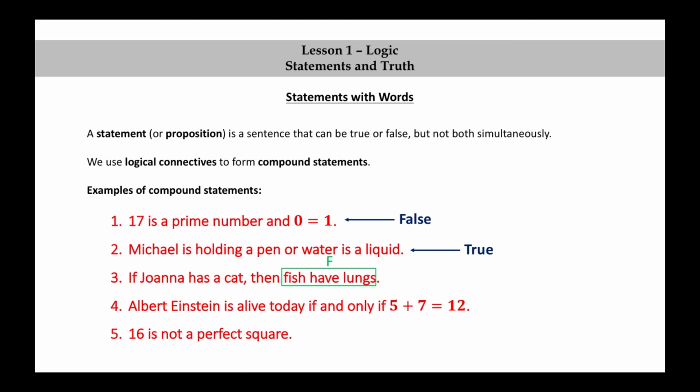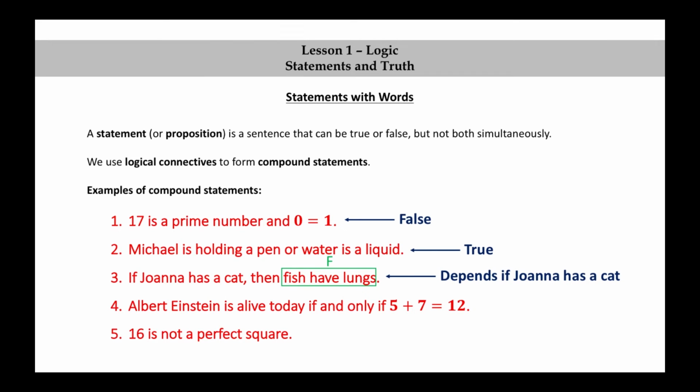For the third one, fish have lungs is a false statement. The truth value of this compound statement depends on whether Joanna has a cat or not. If Joanna does have a cat, then the compound statement is false, because if true, then false is always false. On the other hand, if Joanna has a cat is a false statement, then the compound statement is true, because if false, then false is always true.